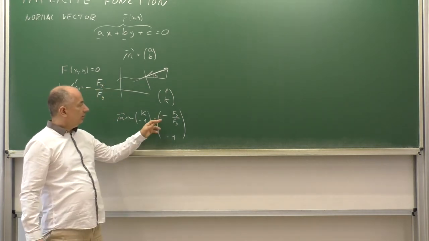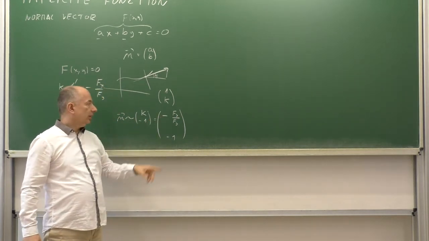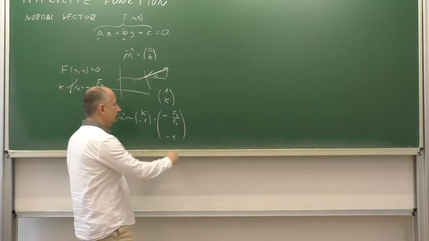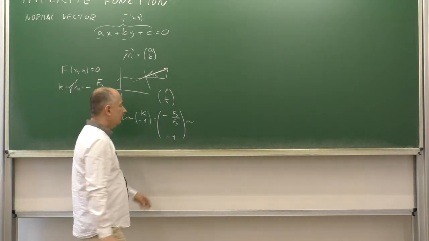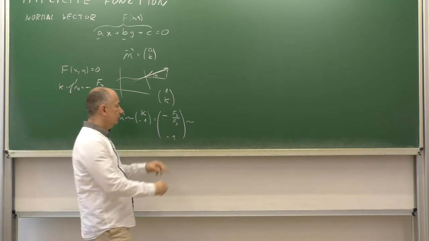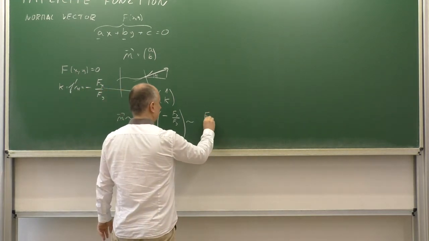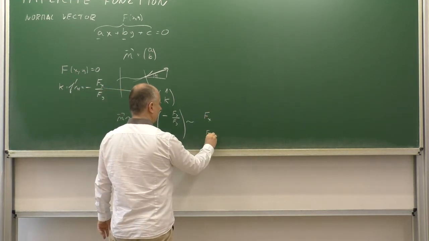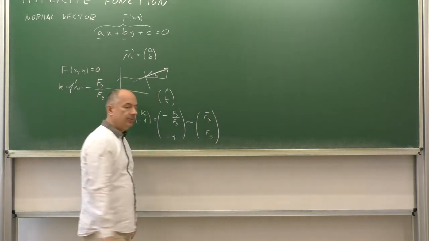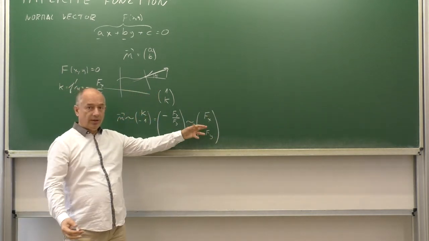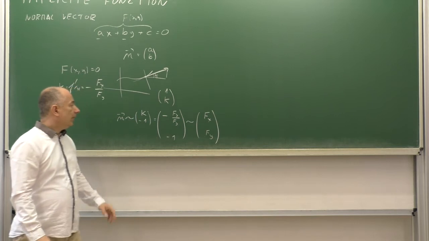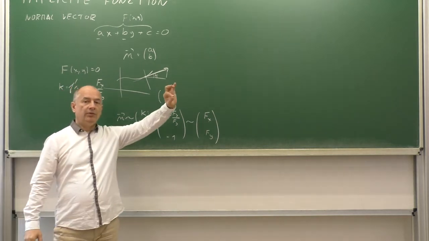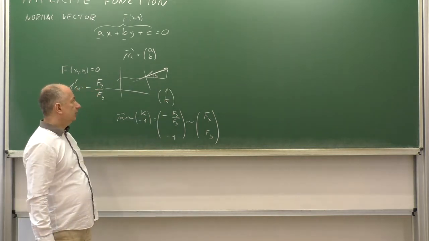But if I am interested in the direction only, we can multiply by minus 1 and we can multiply by fy. And we have (fx, fy). You see? So this is the gradient of the function capital F, and this is the vector that gives the direction of the normal vector.